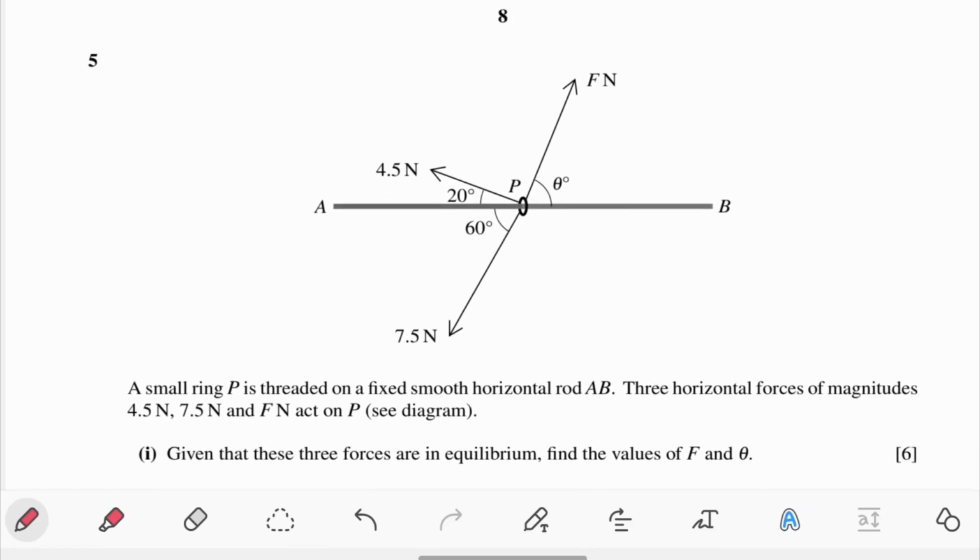Okay, so now we have a small ring P threaded on a fixed smooth horizontal rod AB. Three horizontal forces of magnitudes 4.5, 7.5, and F act on P. Given that the forces are in equilibrium, find the values of F and theta. Okay, so for this question, we need to resolve the forces horizontally, equate them to 0, resolve the forces vertically, equate them to 0, and we'll get simultaneous equations that you can solve to get your F and your theta.